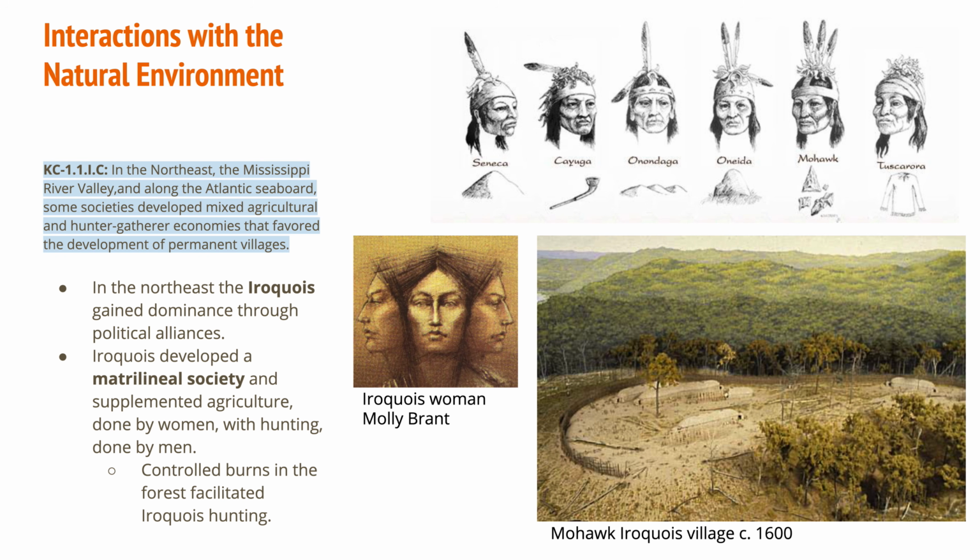power within the group. We also talked about controlled burns in the last lecture. They would burn parts of the forest in order to clear the forest floor, made it easier for them to continue to hunt in those areas, and it also encouraged the growth of some of the larger trees.